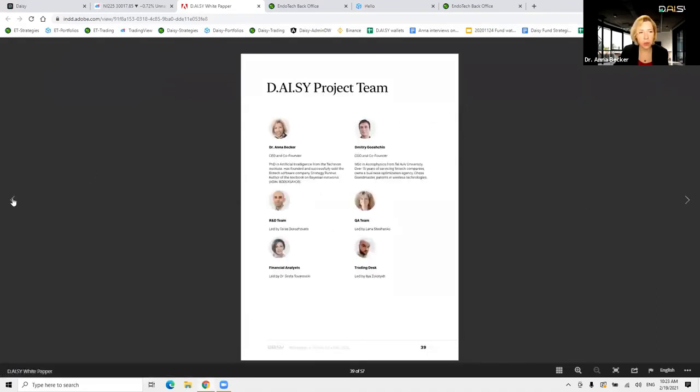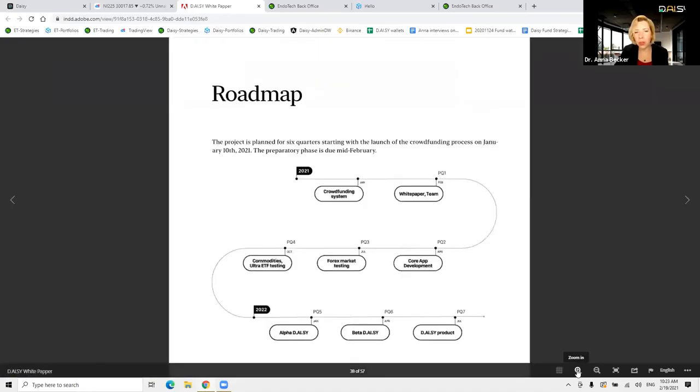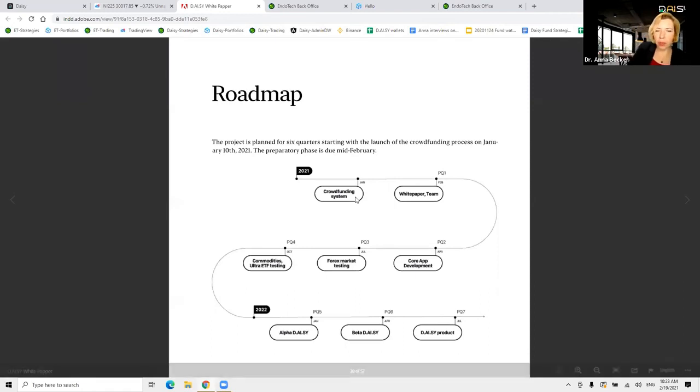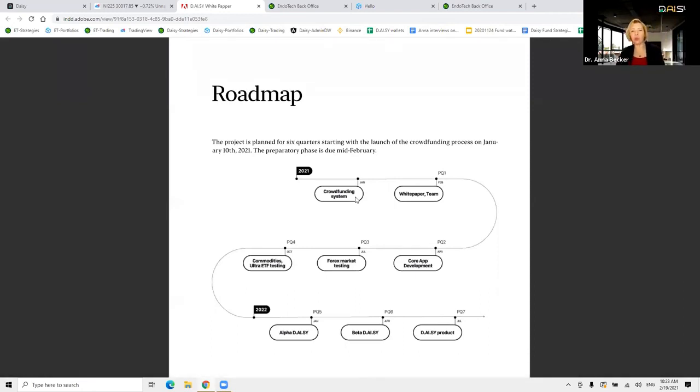Yes, I will go first to the roadmap. Here is the roadmap. We entered the project by crowdfunding, and it enabled us to start it. So from January, we started the development of Daisy. The white paper came out in February, and we are moving towards completion of the elements of the core development in April. In July, we are planning to take Daisy elements to help us with Forex trading.